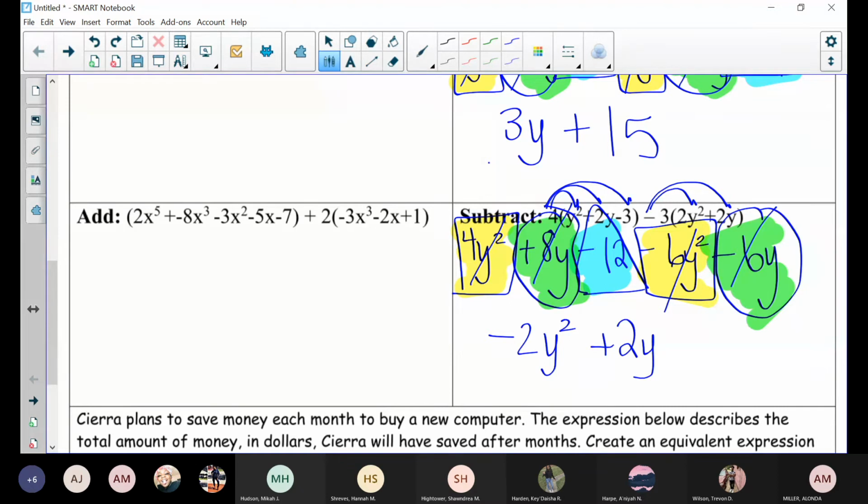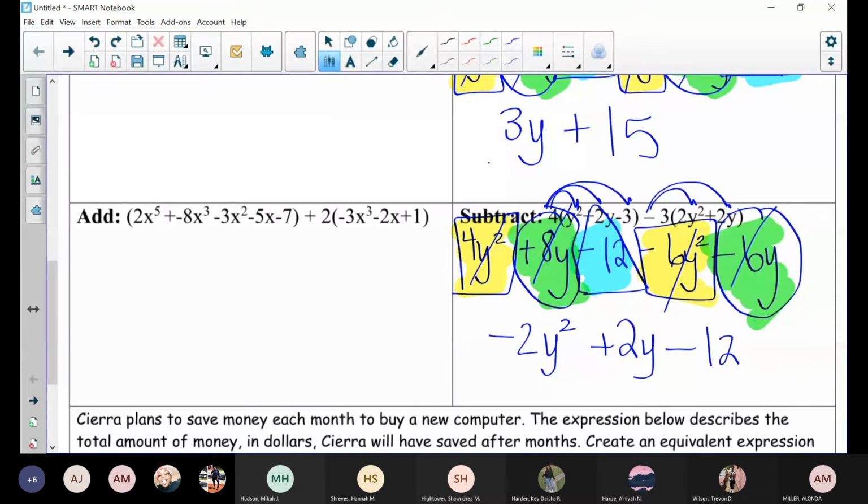And my negative 12 in the light blue, I don't have a brother or a like term, so I just bring it down. And there is your answer. Help me out. The answer that I just got, not the first one, but the answer that I just got, is that a monomial, a binomial, a trinomial, or a polynomial? Nice job.